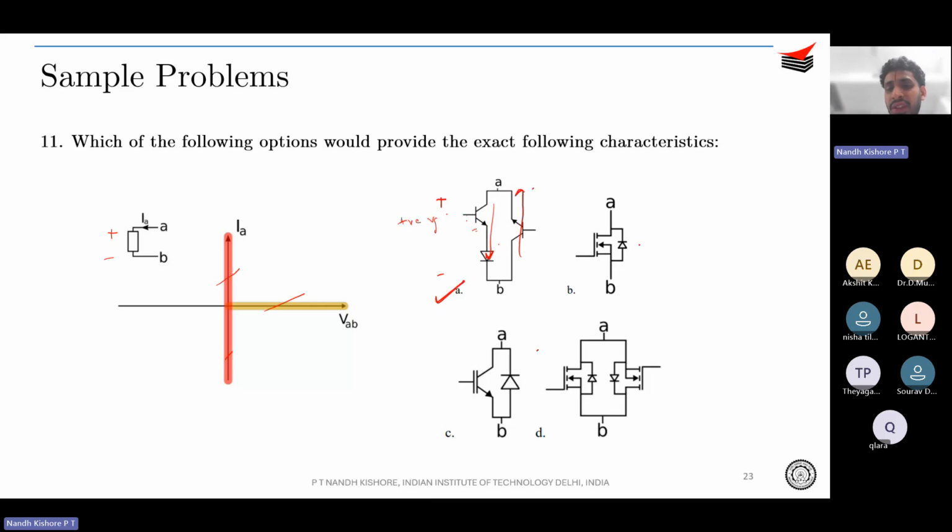And what about B? This is just a MOSFET, right? You know that it can conduct bidirectional current and it can only block voltage from A to B. So yes, it can block positive voltage and conduct bidirectional current. And what about this? It can conduct current from A to B. It can conduct current from B to A through this diode, and it can also block positive voltage from A to B if you don't give any gate pulse to this IGBT, right? This is simply an IGBT. So yes, C is a potential answer.